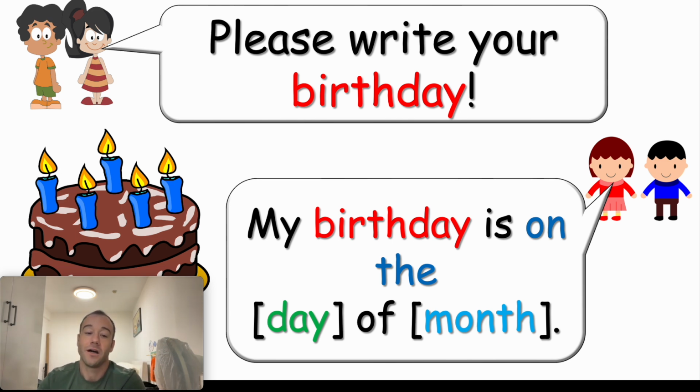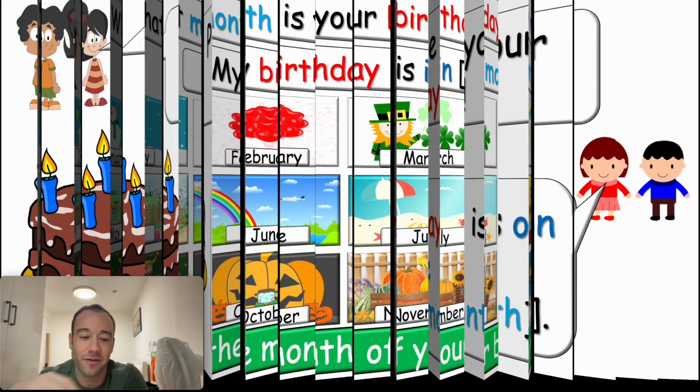Okay, it's important that you do have them write this down because in the next part of the lesson, they're going to be saying their birthday in the game, so they need to know their birthday. They need to actually remember it. Some students don't really know their birthdays that well.